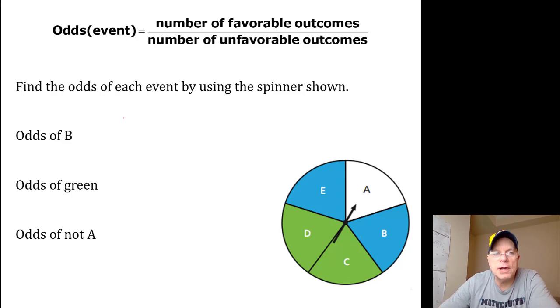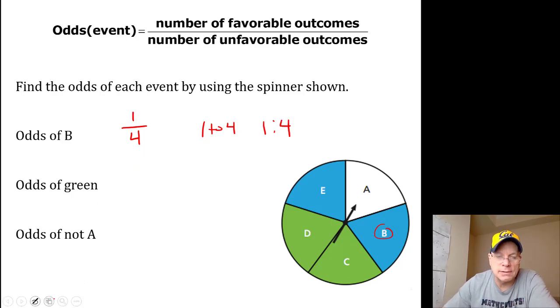If it's favorable to unfavorable, there are 5 equally sized places where this spinner can land. The favorable outcomes for the odds of B would be 1. The unfavorable outcomes is not 5, it's not all the total places it can land, it's the ones that we don't want, so the other 4. It's 1 to 4. Those are the odds of landing on B.